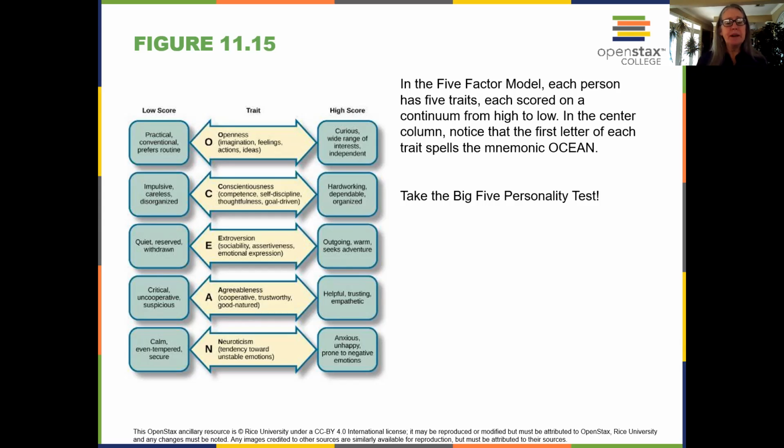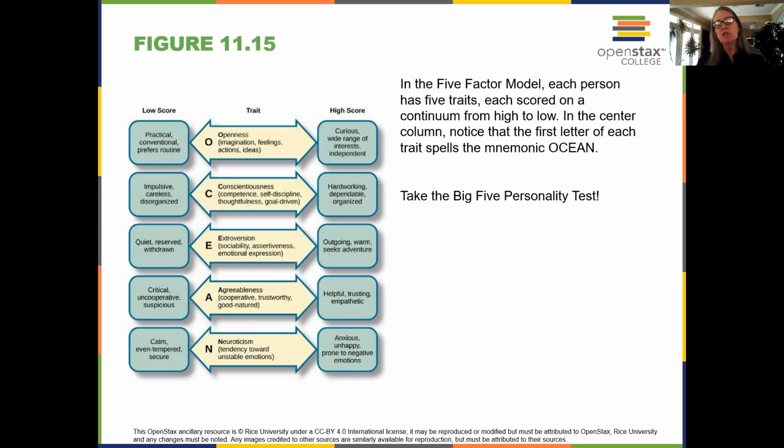And next is agreeableness. So people who score high on agreeableness oftentimes are very interested in therapy. The skills of a good therapist go along really well with someone who scores high in agreeableness. They're helpful, they're trusting, they're very empathetic. People who are lower in agreeableness are more critical. They're a little bit suspicious of people. And so they're less agreeable. Does that kind of make sense?